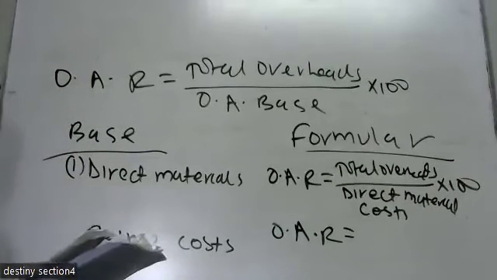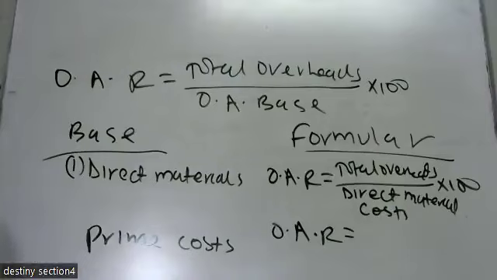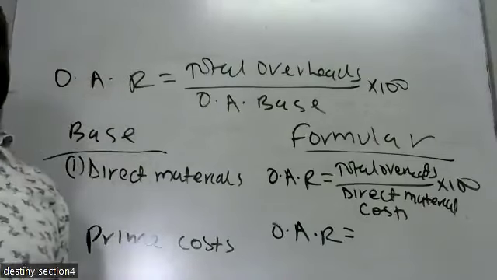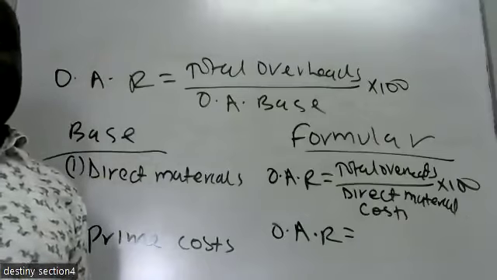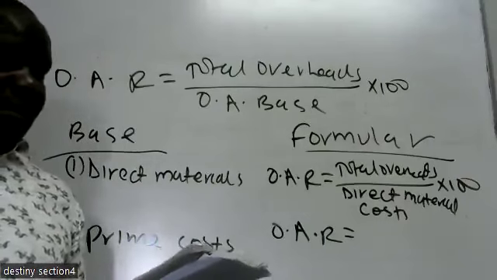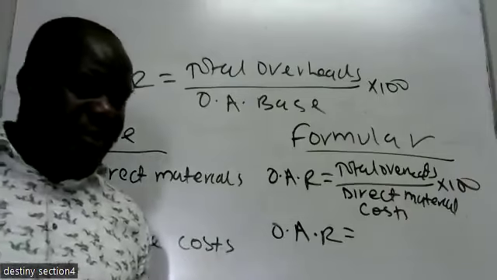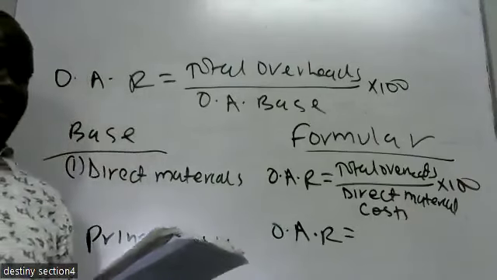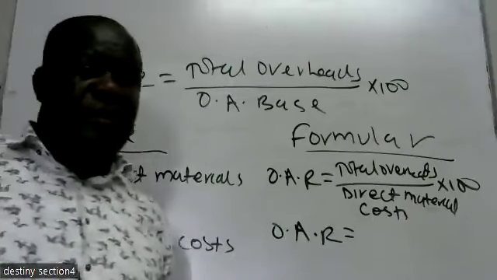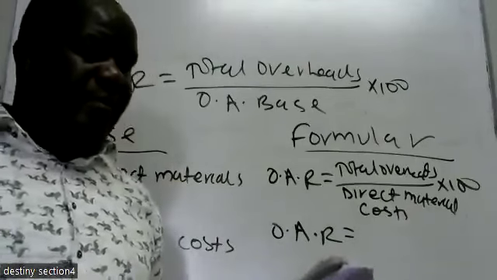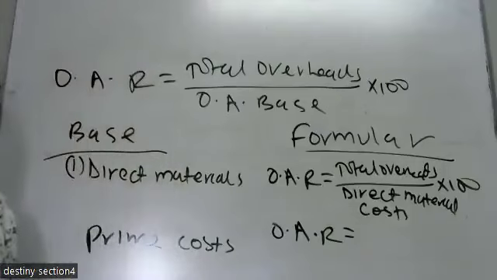The next one is the labor hours. For the labor hours, overhead absorption rate will be equal to total overhead costs divided by the number of labor hours.